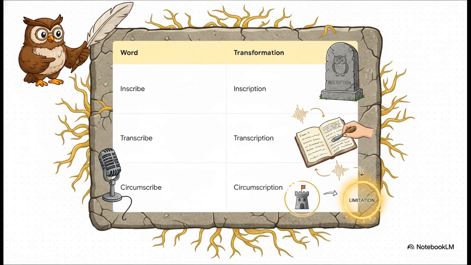Let's rapidly fire through the rest of this pattern to completely solidify your mastery of elite vocabulary. Inscribe becomes inscription. Transcribe becomes transcription, and the super advanced word circumscribe becomes circumscription, meaning a boundary or a limitation. If you know this scrib to script rule, you can predict the spellings of incredibly complex words accurately. You won't even have to second-guess yourself.